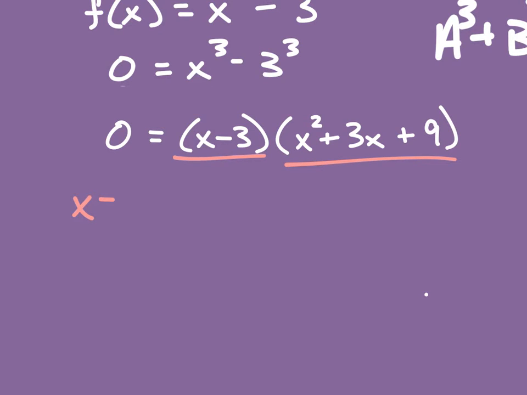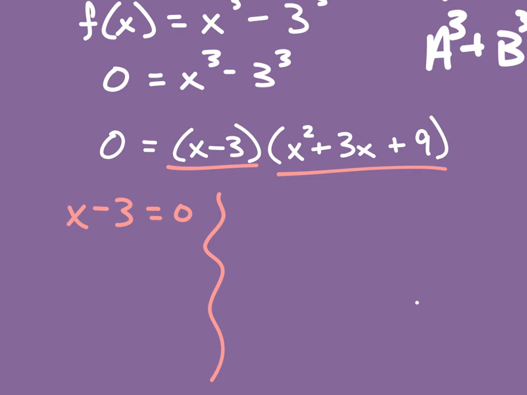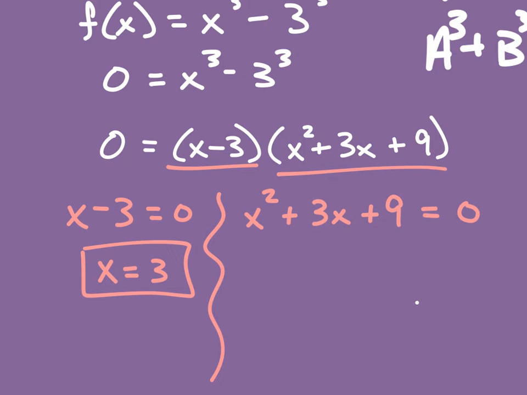Or I'm sorry, equal to 0. So x minus 3 is equal to 0, or x squared plus 3x plus 9 is equal to 0. All right, what we know is that x is going to be equal to positive 3 here, and that's all fine and good. But the other one that we need to be able to solve is this one, okay?